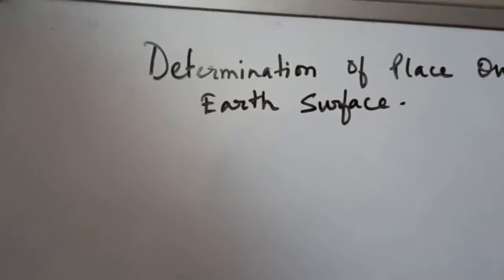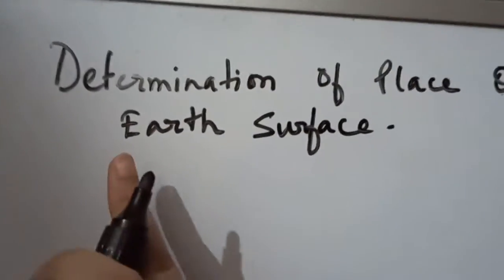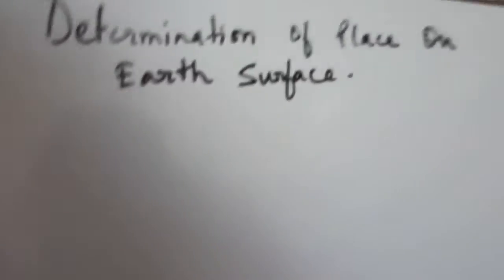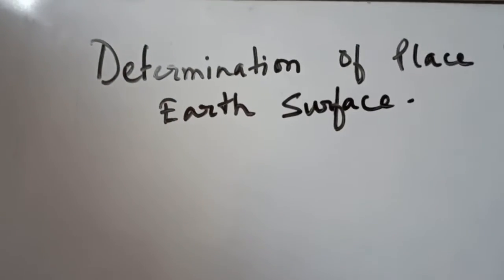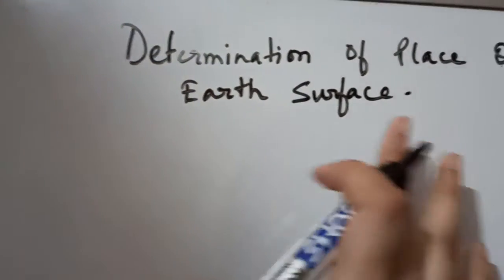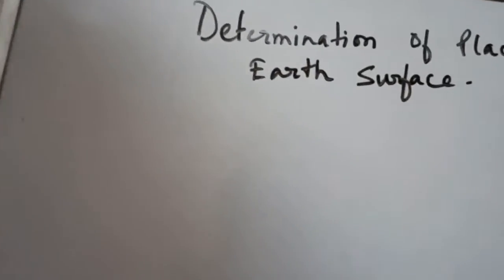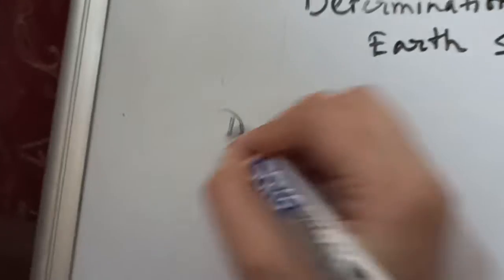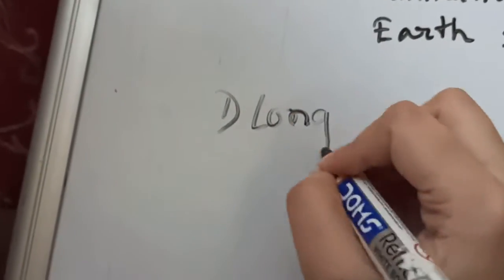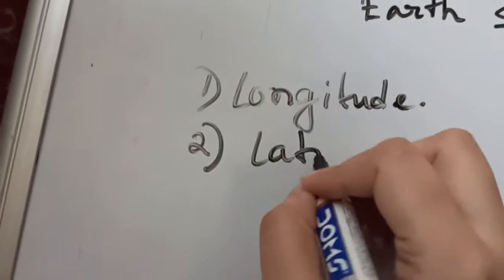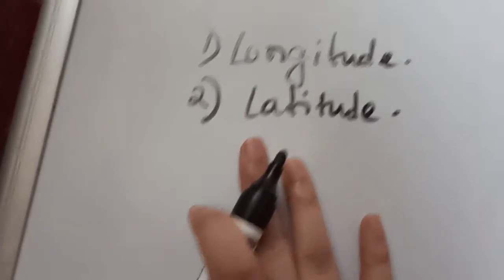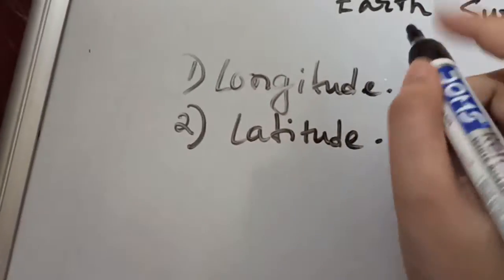Hello students, in this video I will start with the chapter determination of a place on the earth's surface. This chapter is about how we can determine or find a place on the earth's surface. The two main important things for determining a place are number one, the longitude, and number two, the latitude. Latitude and longitude are the two most important things for finding any place on the earth's surface.